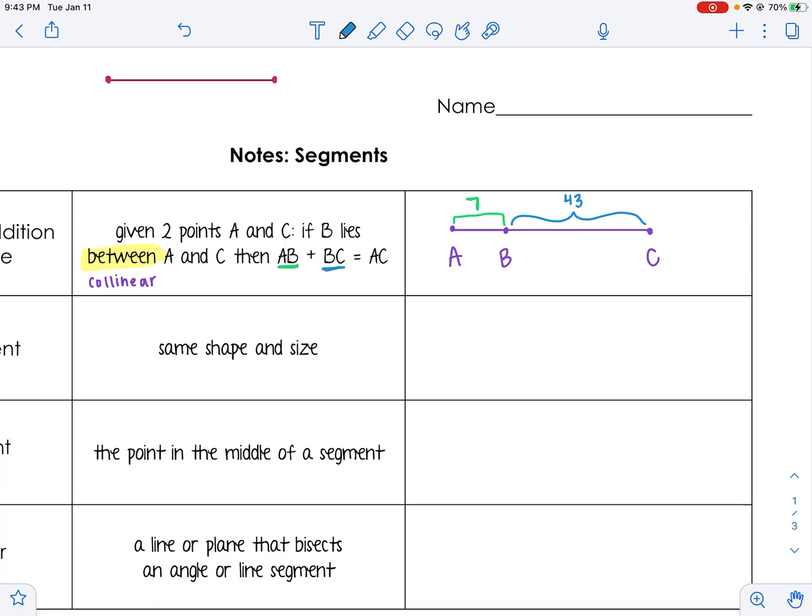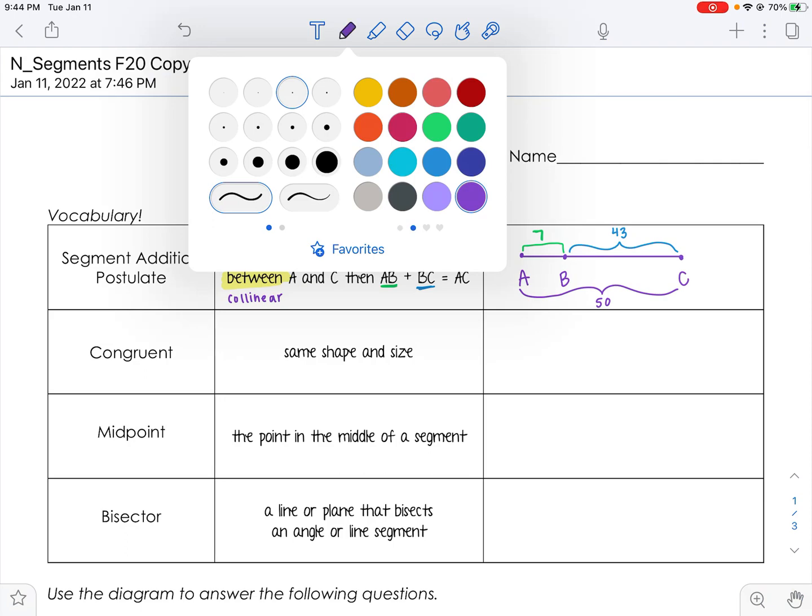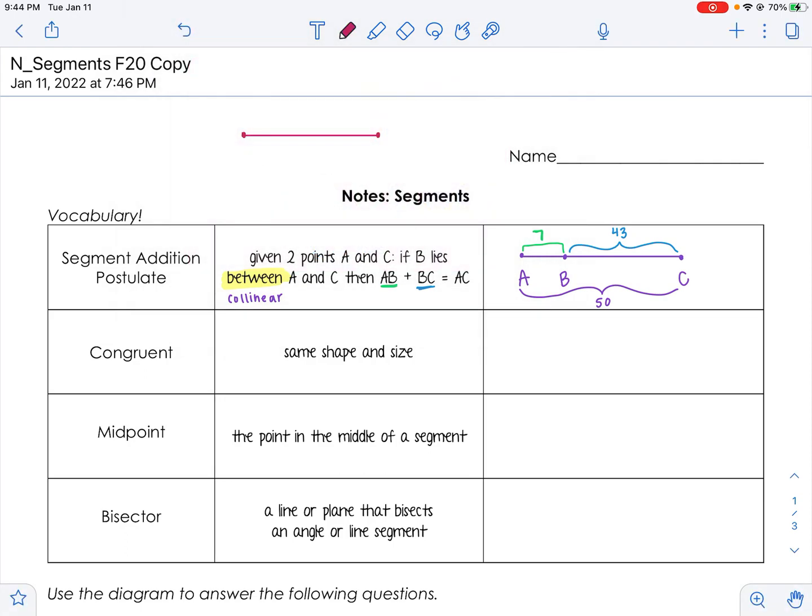Well, the green plus the blue should equal the whole thing. So if I ask you to find the distance from A to C, well, look at those parts that we have. So 7 plus 43 would make the full distance from A to C 50. And the easy way to remember segment addition postulate is to remember that a part plus the part equaled the whole thing, 50. That part 7 plus the part 43 equaled the whole 50.